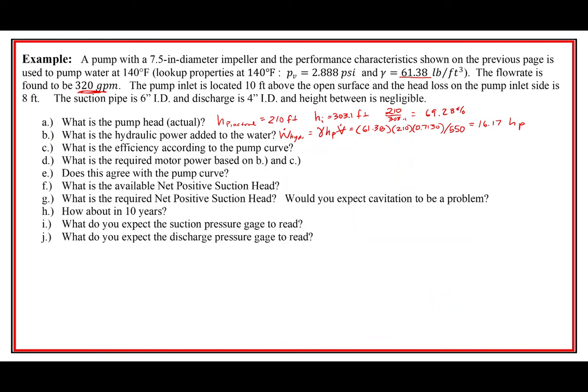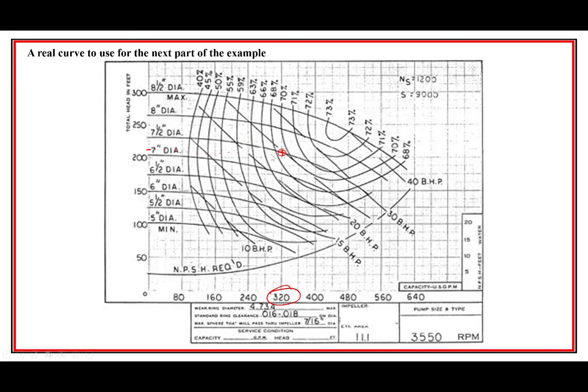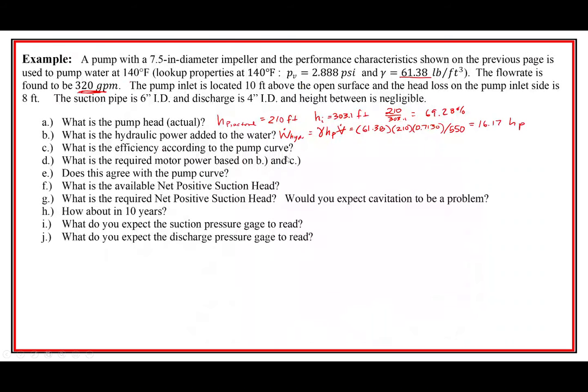In the next part, we want to find the efficiency according to the pump curve. Looking at this carefully, it appears we're between 68 and 70 right here. So let's say that it's an efficiency of approximately 69%, which agrees with what we had anticipated from our previous example. We also ask, what is the required motor horsepower based on these two things, from B and C? So we're finding the power required, I guess.